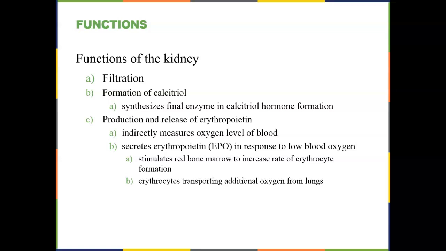The kidneys indirectly measure the amount of oxygen in our blood. So as the kidneys are filtering our blood, if we have low blood oxygen levels, the kidneys will then produce erythropoietin. And erythropoietin is then going to stimulate red blood cell production in our red bone marrow. And this will increase the amount of oxygen.